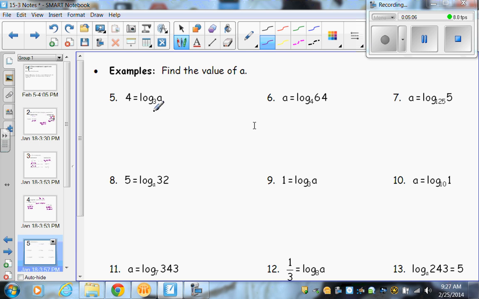So to convert this to exponential, your base is 3. The exponent would be 4, and that has to equal a. So in my calculator, 3 to the 4th is 81.